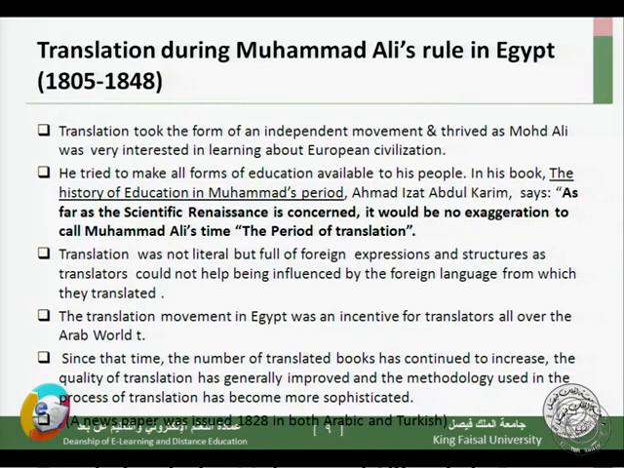Now, when Muhammad Ali's rule started, as far as translation is concerned, we can see that translation took a different form. It became an independent movement, and it thrived. It prospered. It became very popular, very interesting to people during the time of Muhammad Ali.